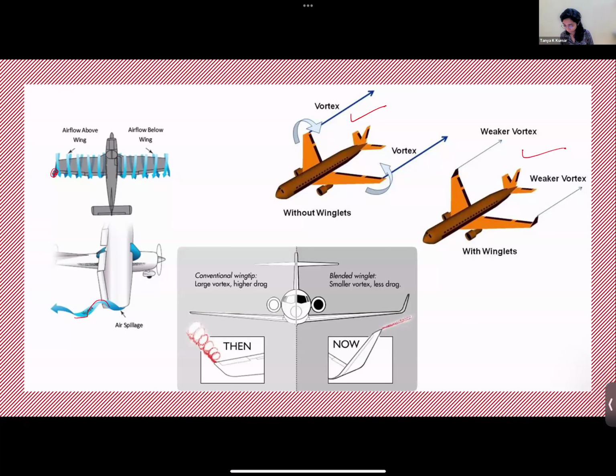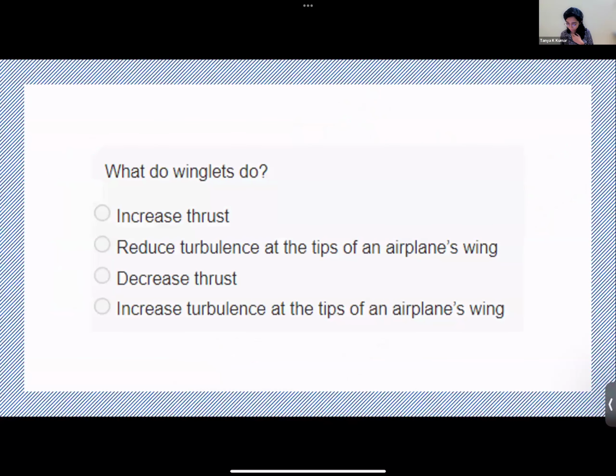Okay, so this was the one without winglets, wingtips. So what happened is that you had large vortices generated. Now, when you introduce these winglets, the interaction of the flow is gradual and the vortices generated are much weaker. Okay, so that is the purpose of winglets. So what does it do? It reduces the turbulence at the tips of an airplane wing.